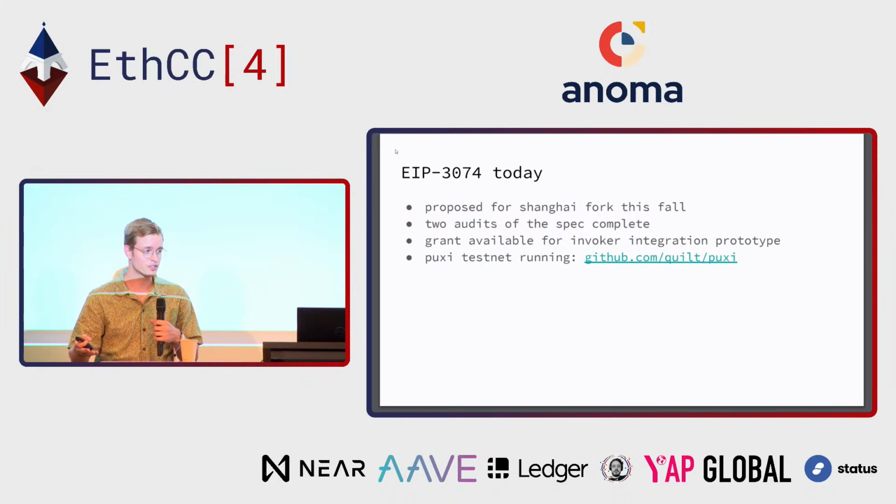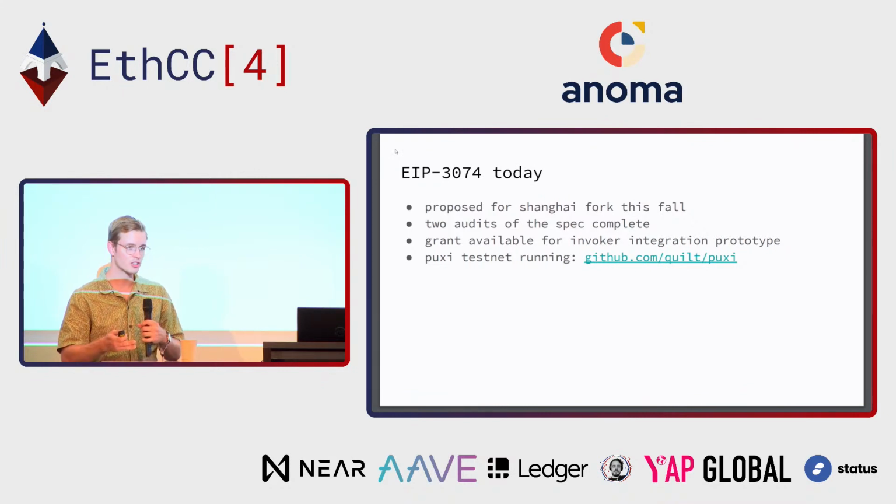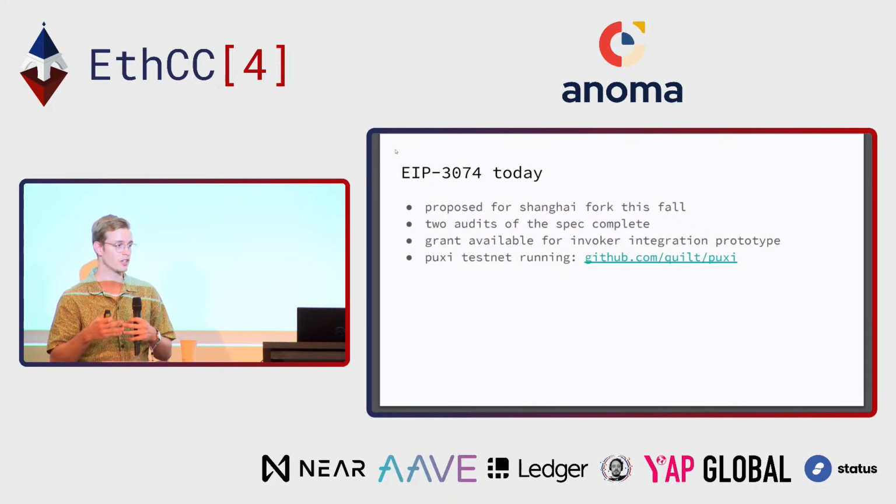So where is 3074 today? We've proposed it for the Shanghai fork. The Shanghai fork is scheduled for some time in November, December, depending on when the ice age goes off. We've done 2 audits of the spec. We had an audit of the spec by Least Authority. They analyzed the specification itself, looking for security concerns that existed in it. We had an audit done by a firm called DDoB, and they did static analysis of some of the contracts that exist on mainnet, trying to see how things like self-sponsoring are potentially going to break them. And we had pretty good results for both of these.